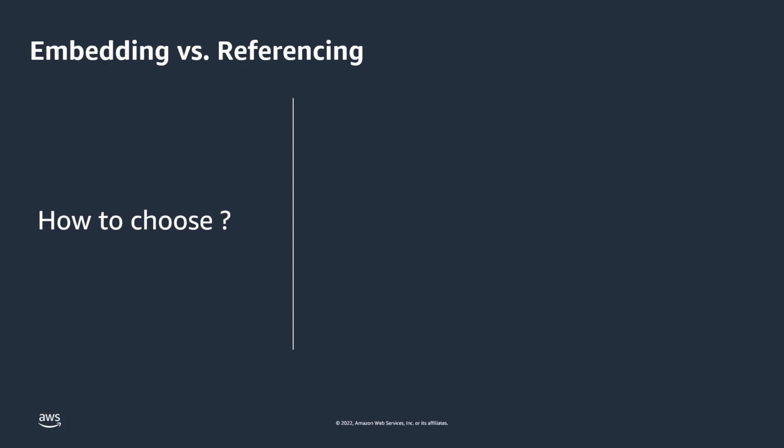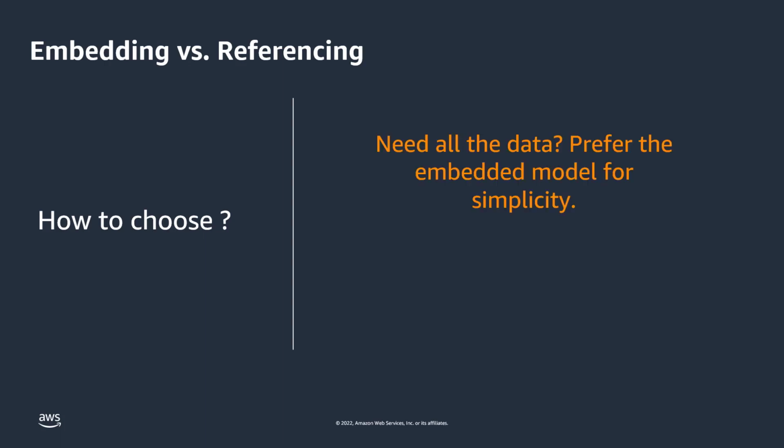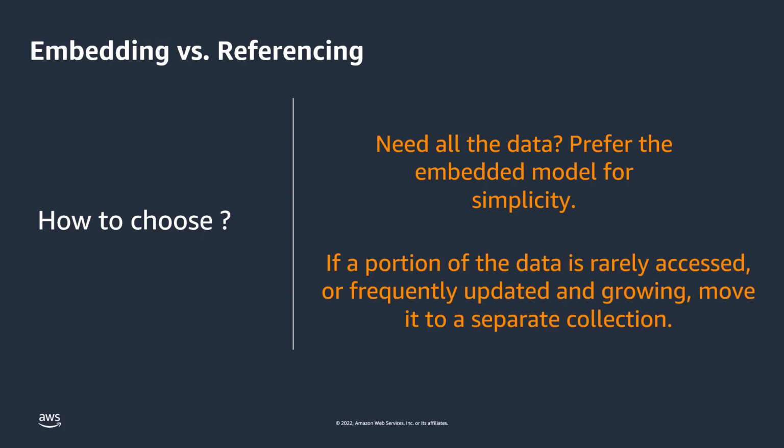If you are reading and using the majority of the data in a document and its related documents, and data will not grow unbounded without a limit, prefer the embedded model for simplicity. On the other hand, as your application evolves and becomes more complex, having a monolithic model with one collection may become difficult to manage and harder to develop new features. If a portion of the document is rarely accessed or frequently updated and growing, then consider moving it to a separate collection and follow the reference model.